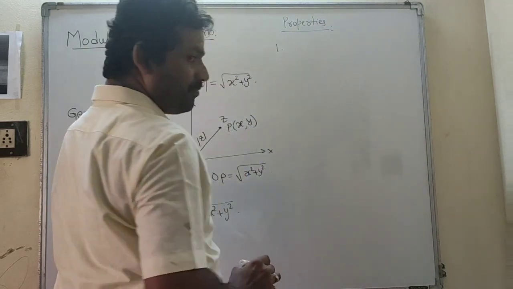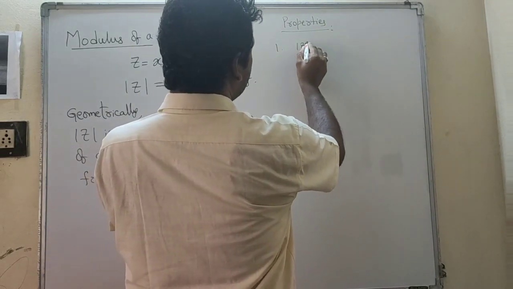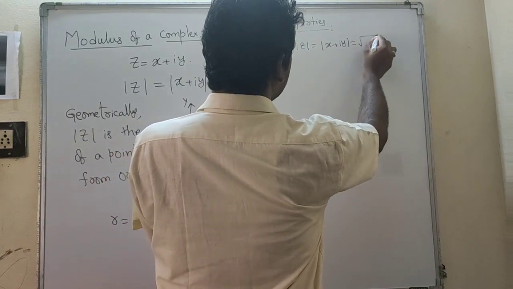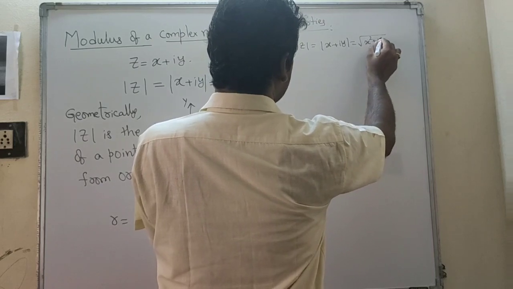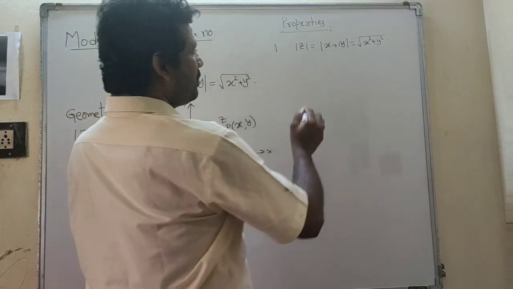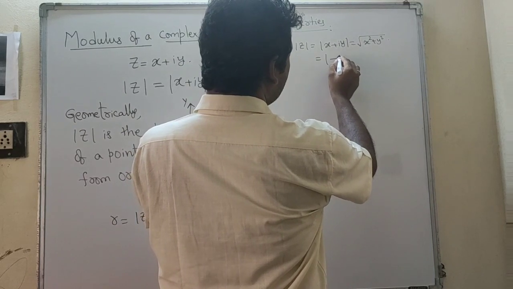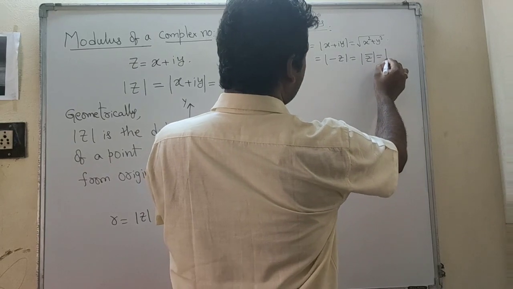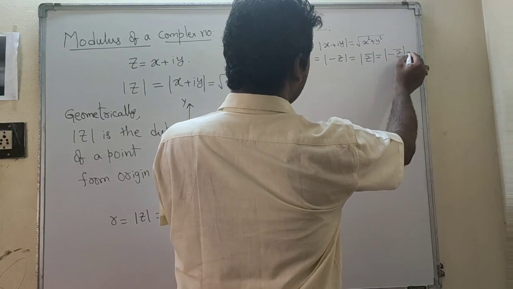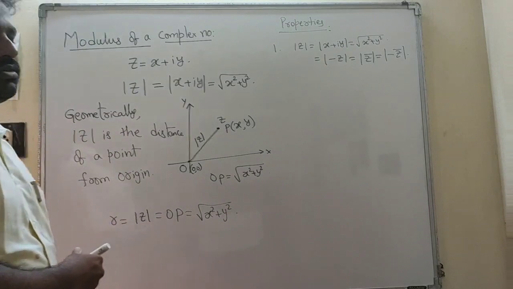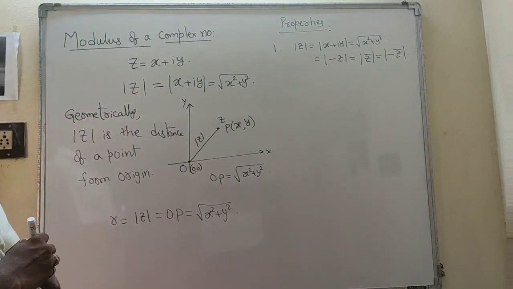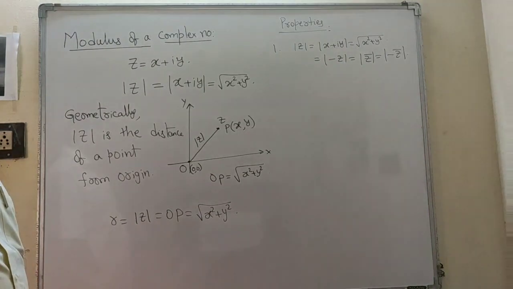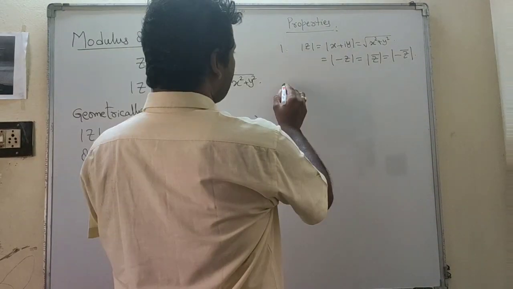The first point: mod z, that is the mod of x plus iy, equal to square root of x square plus y square, equal to mod of minus z, equal to mod of z bar, equal to mod of minus z bar. Same thing. That is the square root of x square plus y square. Right. The next point.